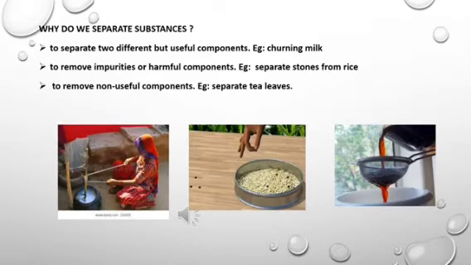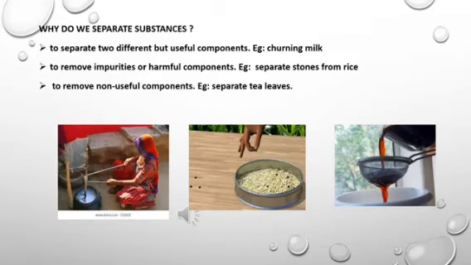Secondly, we separate substances to remove impurities or harmful components. For example, we separate stones or even husk from rice. Stones and husk are both indigestible, so therefore we have to remove them. So here we are removing the harmful component.